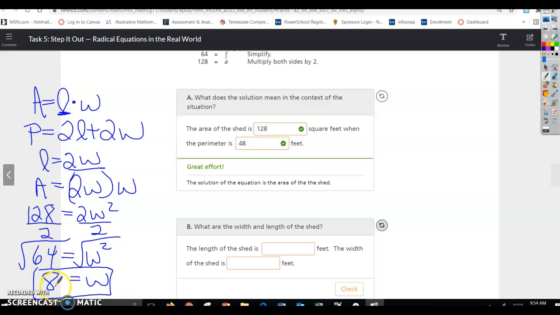So if W equals 8, that's the width, and then the length is twice the width. So that's going to be 2 times 8, which is 16. All right, so our two answers here. The length of the shed is 16 feet, and the width of the shed is 8 feet.